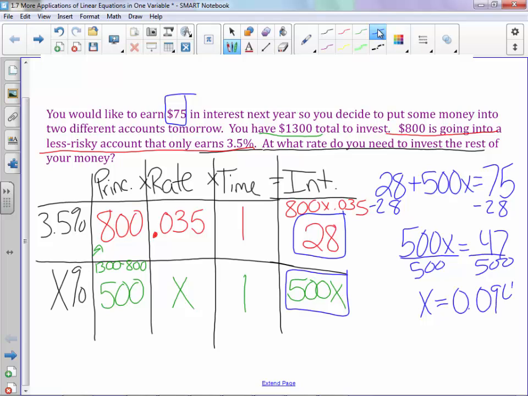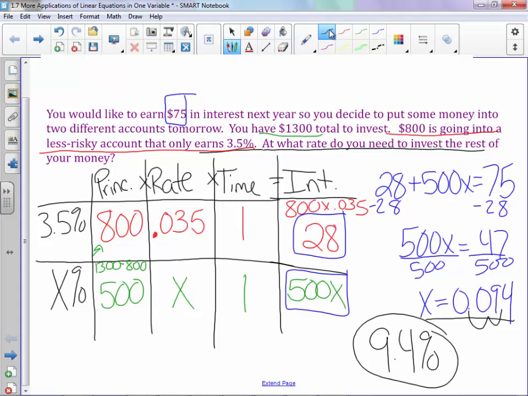And if you need help with any of these divisions, you might want to ask your group tomorrow. And now notice, this is as a decimal, we need to change it to a percent and move it 2 spots. So we need to invest it at 9.4%. Notice once you've got the table set up, it's not very hard. The hardest part with these is the table.